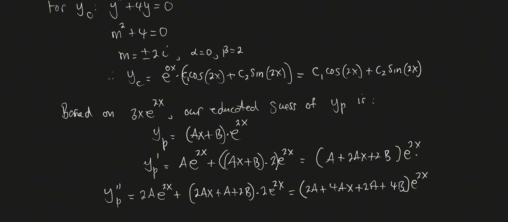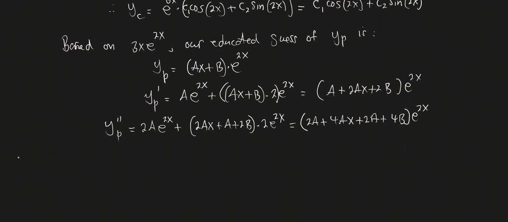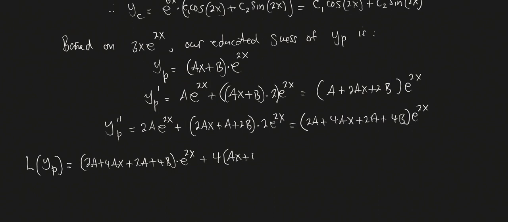So at least that expression isn't going to be too bad, right? So our operator of our educated guess, it's going to take the second derivative. So it's going to take the quantity 2a plus 4ax plus 2a plus 4b times e to the 2x, and then it's going to take plus 4 times my original guess, which is this: ax plus b, and then times e to the 2x, right? So that's what the operator does.